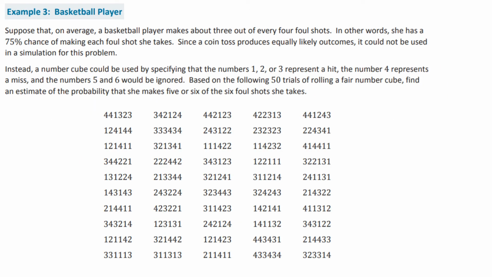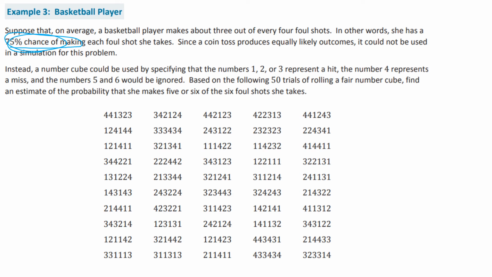This is our last example. It says, suppose that on average, a basketball player makes about 3 out of every 4 foul shots. So she has a 75% chance of making each of the foul shots she takes. Since a coin toss produces equally likely outcomes, we can't use a coin toss. So we could use a coin toss for something that's 50-50, but this is not 50-50, it's only 75%.